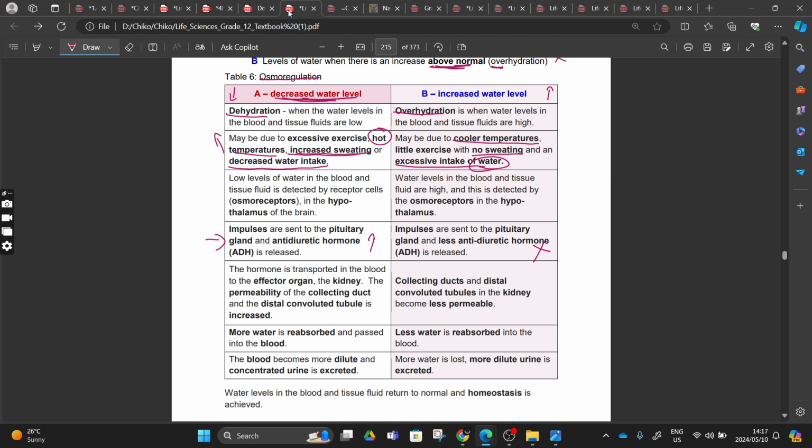So on this side, because we are fine, a cooler environment, no sweating, no excess intake, there's no excess water. So this one is going to cancel the production of ADH, right? Then the water levels in our blood and tissue are high. It has to go to the hypothalamus for the water check. We are checking them in the hypothalamus in receptors called osmoreceptors. Osmo from water. So these are the water receptors. They are there waiting to check water when the water passes.